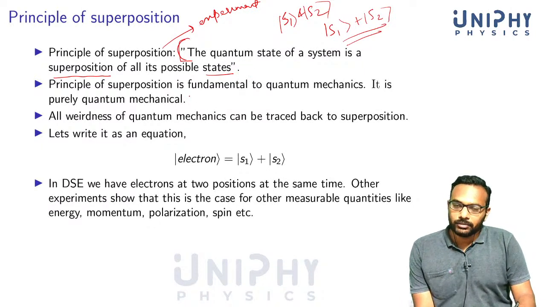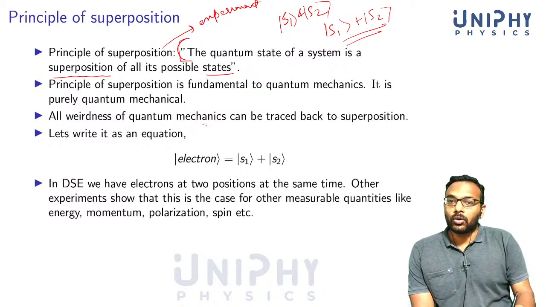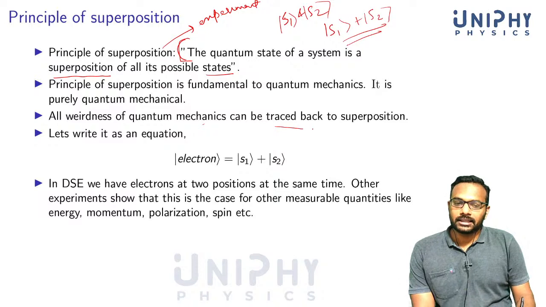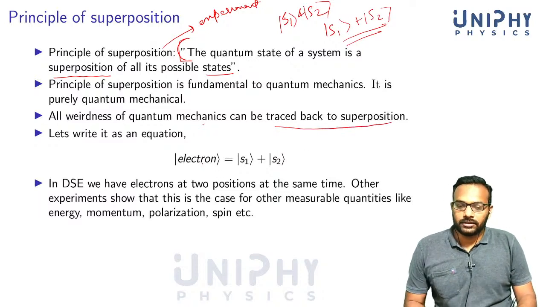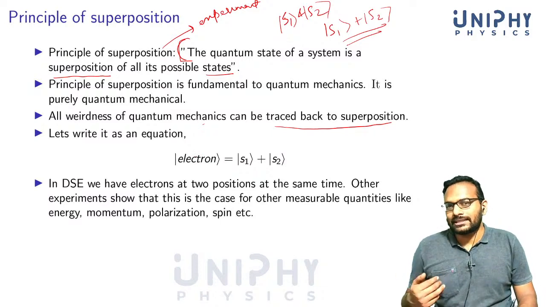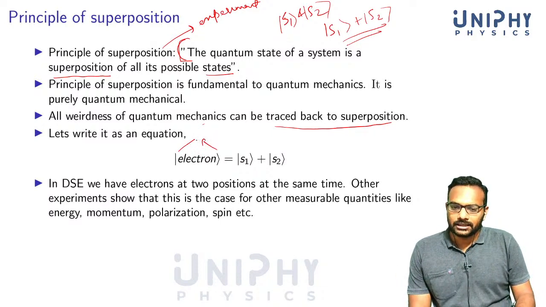It's purely quantum mechanical. There's no such thing in classical mechanics. Now, all weirdness of quantum mechanics can be traced back to superposition. Now, we can write it as an equation if you like. So, we don't know exactly how to describe a state, so we'll use this notation for a state.